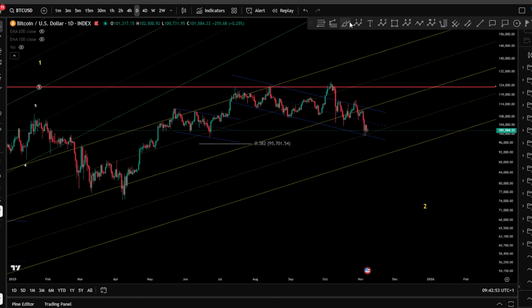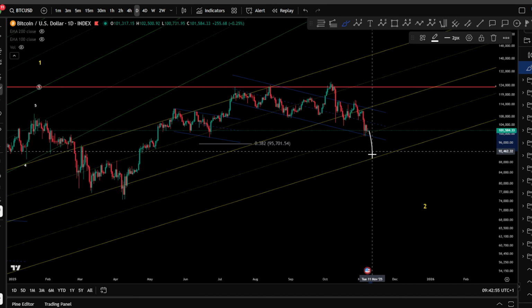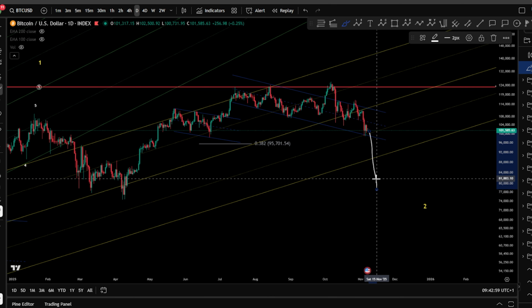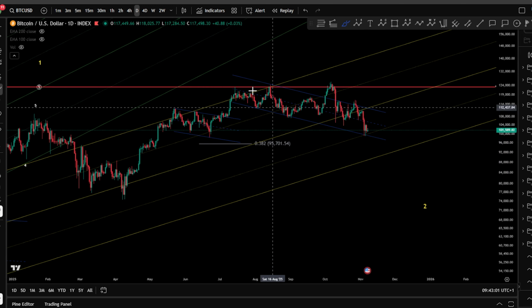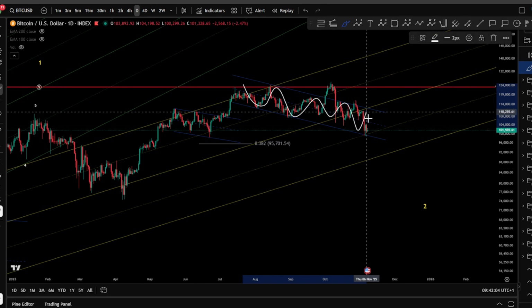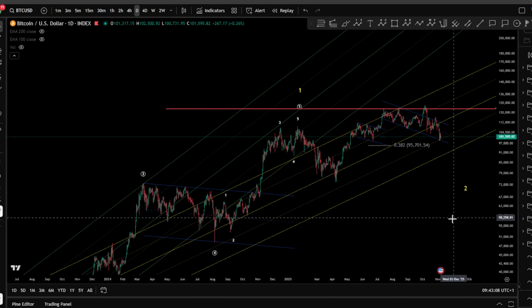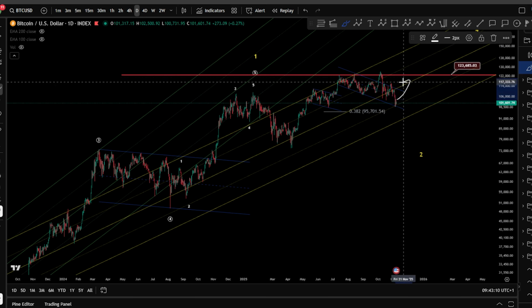Now, this corrective channel, if broken, then you can expect something very deep to unfold and very fast toward the downside. And that is because this channel is the only thing holding the price still over there, in two possibilities for bullish, in case we are still bullish.